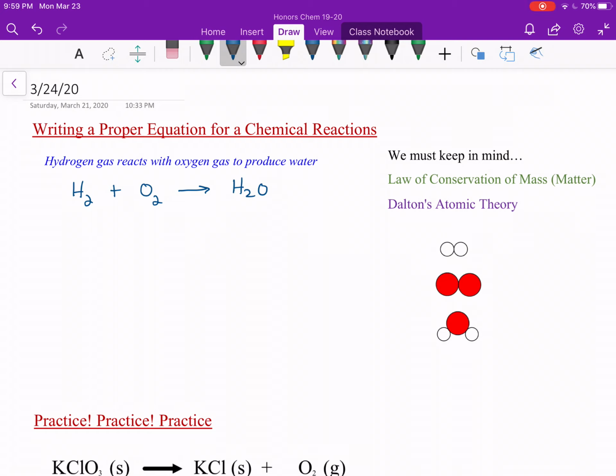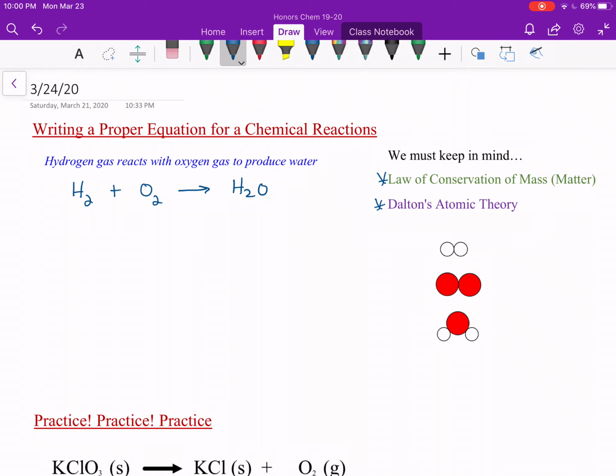Now, one thing as you can see is obvious here is that we have to keep in mind the law of conservation of mass and Dalton's atomic theory, right? So both of those things tell us that mass has to be conserved, and Dalton's atomic theory, more importantly, tells us that in order to do that, we cannot create nor destroy atoms, right? They can just be rearranged. But obviously, if we look here, it appears that we've lost an oxygen atom because we have two on the left side and only one on the right side.